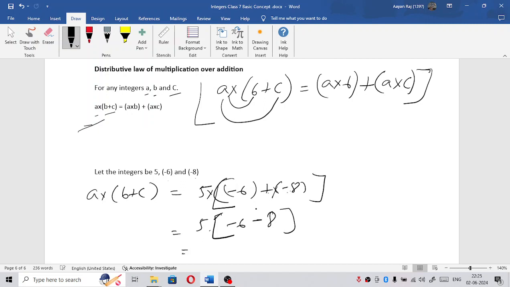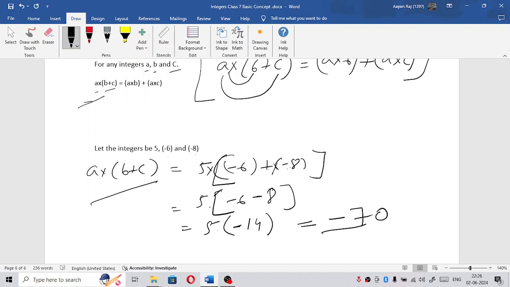Now if you solve this again, 5 into (minus 6 minus 8). Here this is not multiplication, this is minus 6 and minus 8, which we have studied earlier. When there are two negative integers, we have to put the negative sign because both are negative, and then we have to add both of them. 8 plus 6 would be 14. So now after solving, 5 into minus 14, we get minus 70. When we solve this a into (b plus c), we get minus 70.